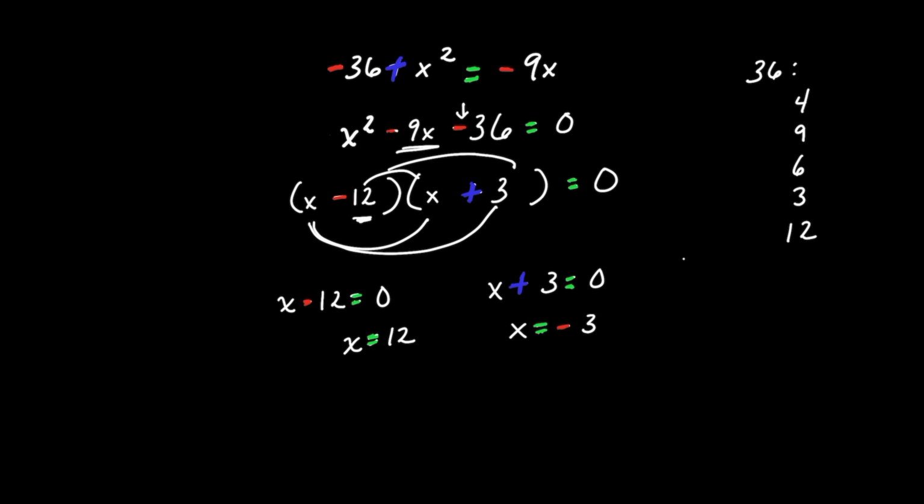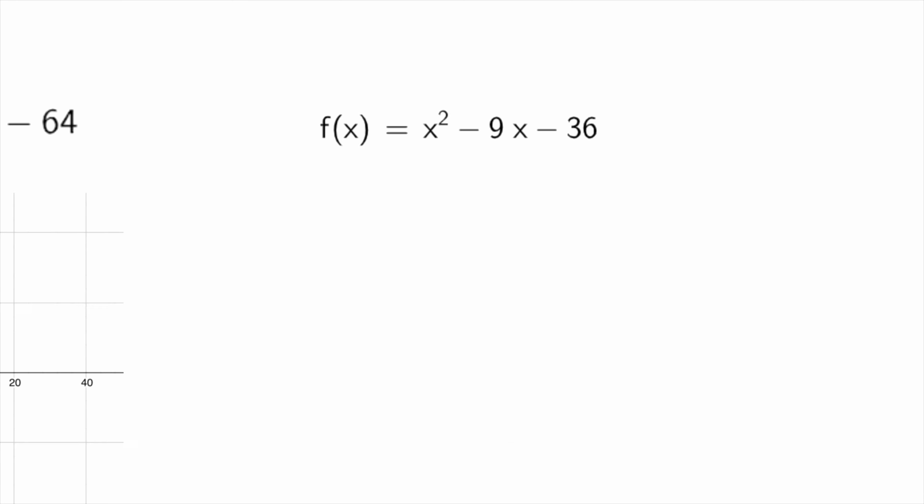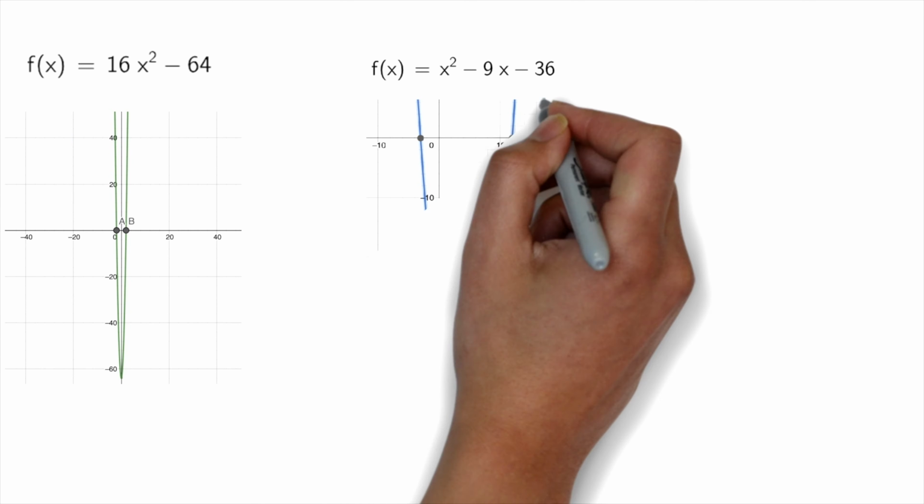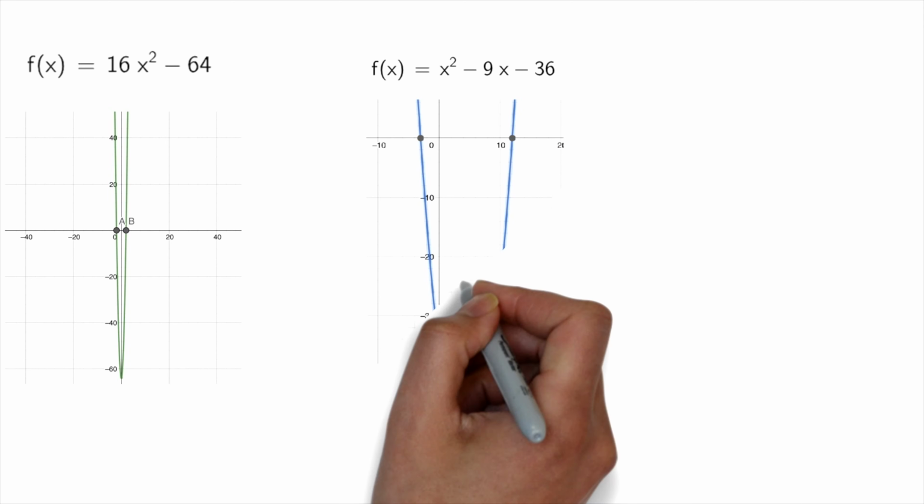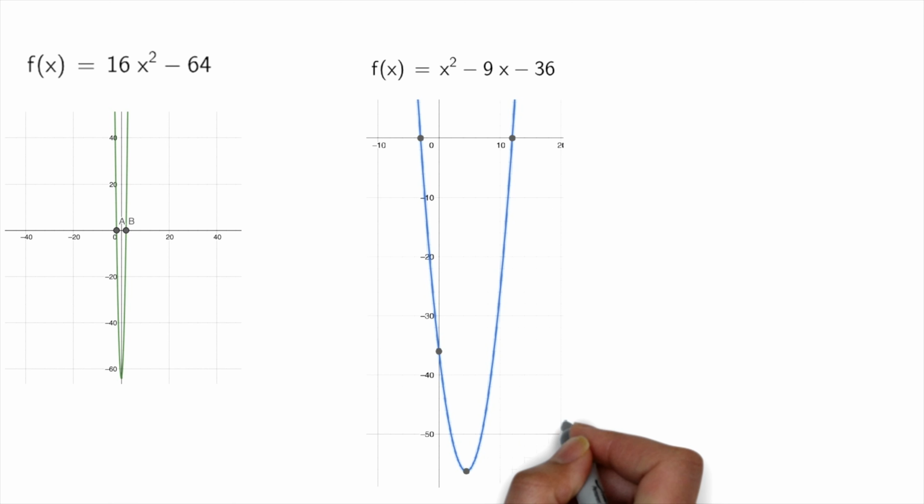So these x values on the graph are where the graph intersects the x-axis, where y equals 0. So these are the points where it will intersect. Okay, so we have our coordinates here for this equation that we just solved. And again, you can see them on the x-axis where y equals 0. So that is 12, 0 and negative 3, 0.